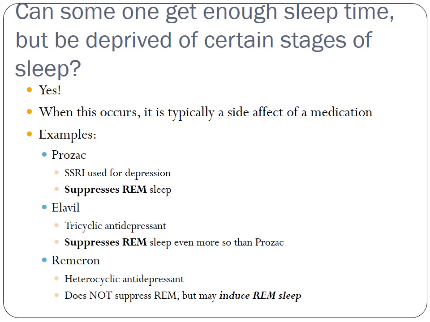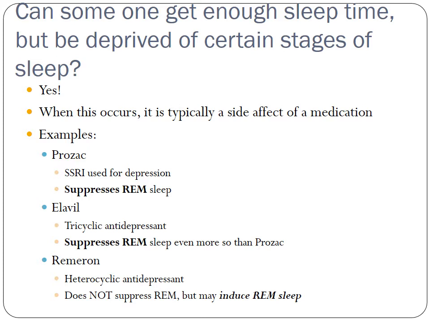Can someone get enough sleep time but be deprived of certain stages of sleep? And the answer to that is yes. When this occurs, it's typically a side effect of a medication. For example, Prozac is a selective serotonin reuptake inhibitor, and it's used to treat depression. And this can actually suppress REM sleep.